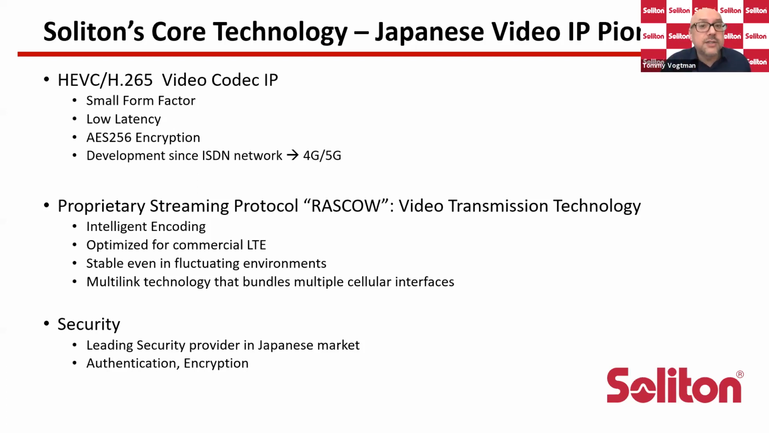And Aki's going to explain about this in a second. But in addition, our video transmission IP provides load balancing, packet sorting, error correction, encryption, authentication, and intelligent encoding. All that is optimized for commercial 4G and 5G networks to deliver smooth, stable video in the most challenging network areas. This is our current product, Zao-SH.